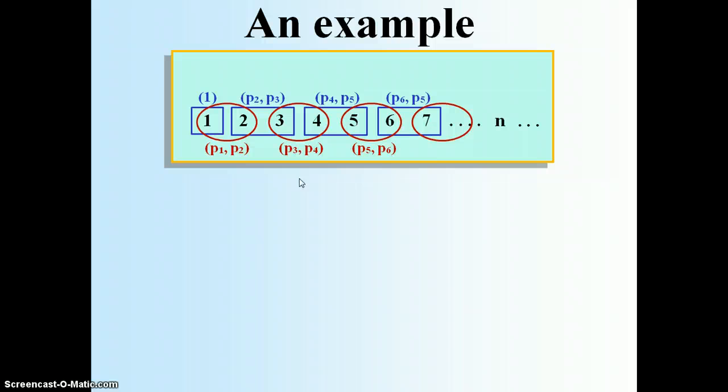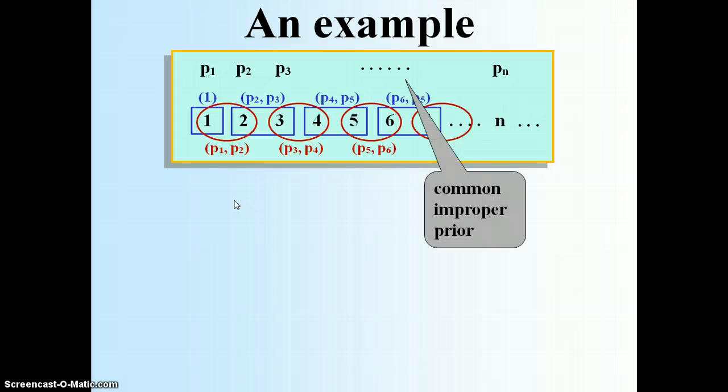This partition structure is well known, and it was used by Rubinstein in his famous email game. Now we assume that all the p's here are positive, and now we define a sequence p1, p2, etc. as follows. p1 is chosen arbitrarily, and it's a positive number. p2 is defined in such a way that the ratio between p2 and p1 is the ratio between the red p2 and p1. p3 is defined such that the ratio between p3 and p2 is the ratio between the blue p3 and p2, and so on and so forth. So we have a sequence Pn. This sequence is called a common improper prior.